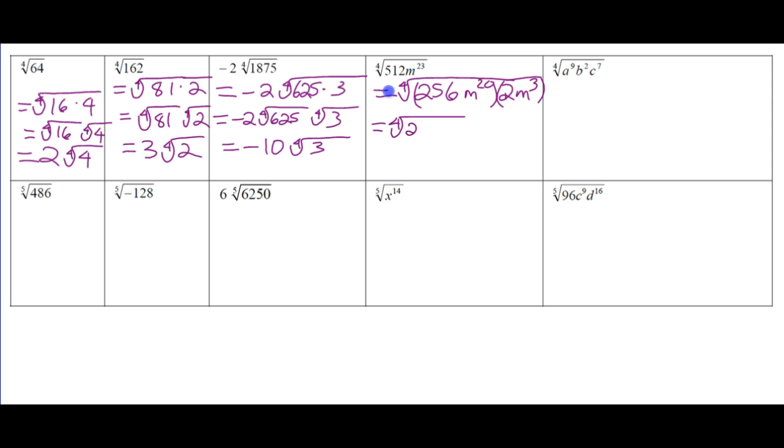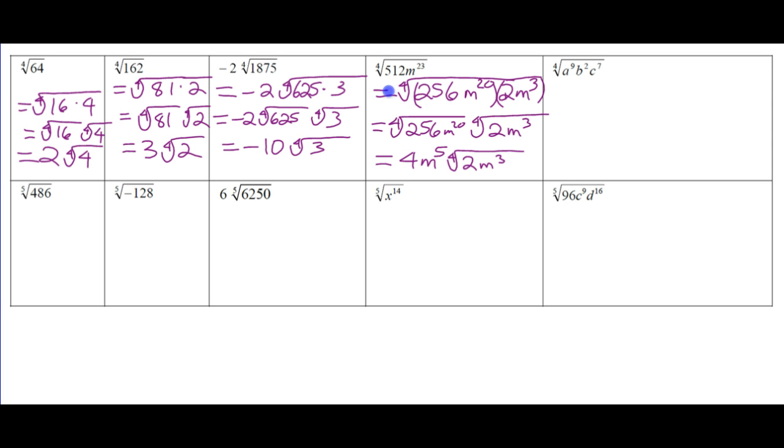So the fourth root of 256, m to the 20th times the fourth root of 2m cubed, which is okay, right? Because the largest power that I can have under a fourth root is 3. So 4m to the fifth. So I just take the fourth root of 256. I divide 20 by 4.